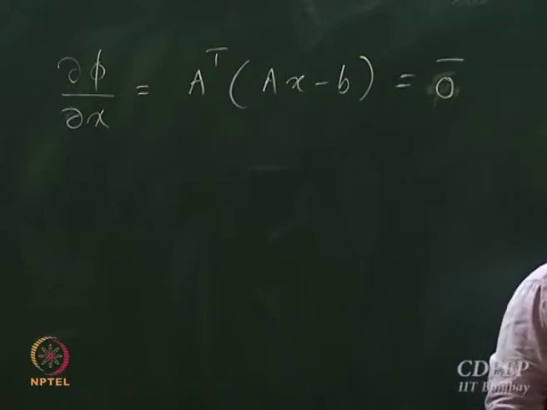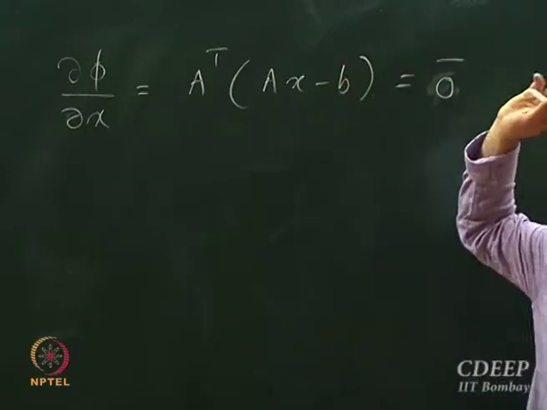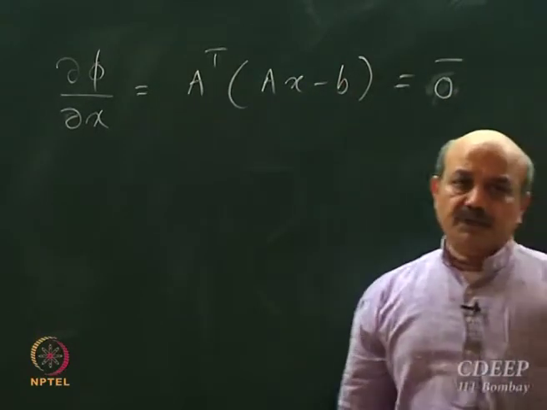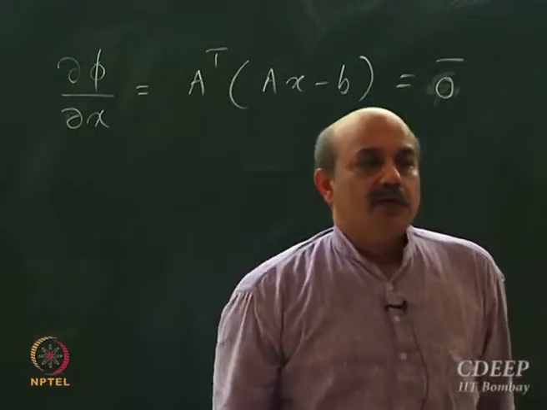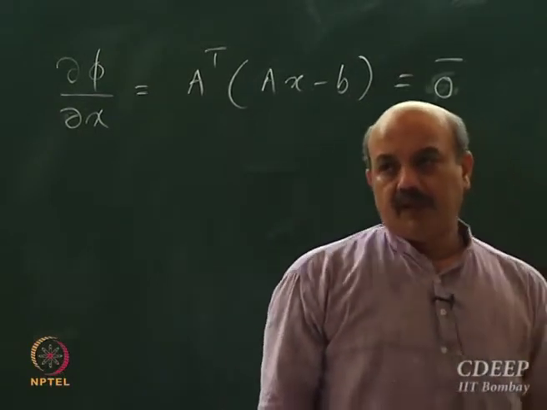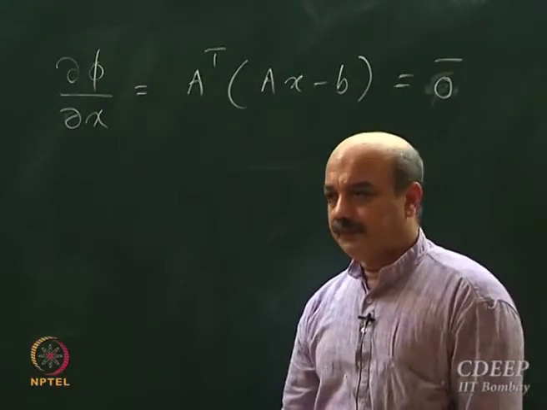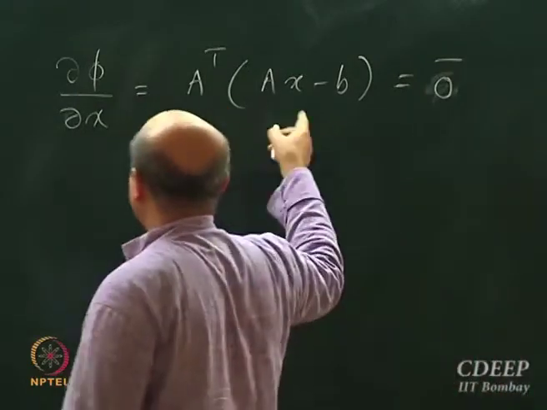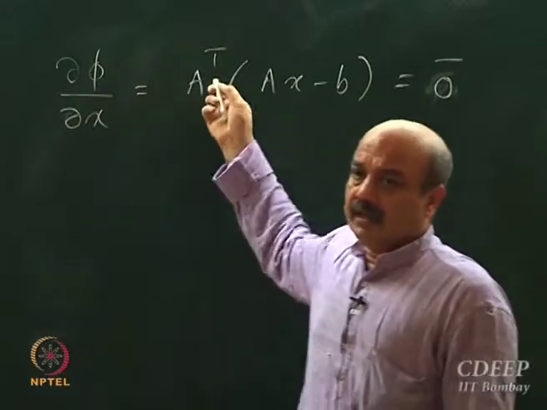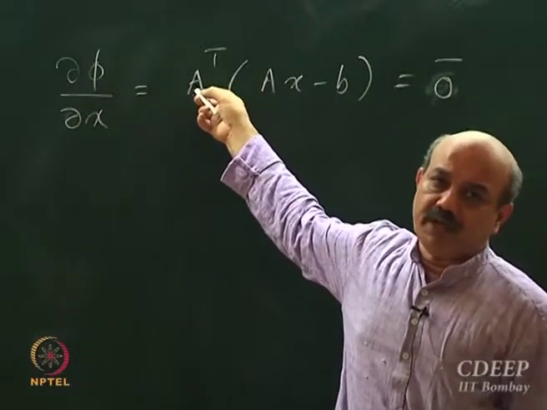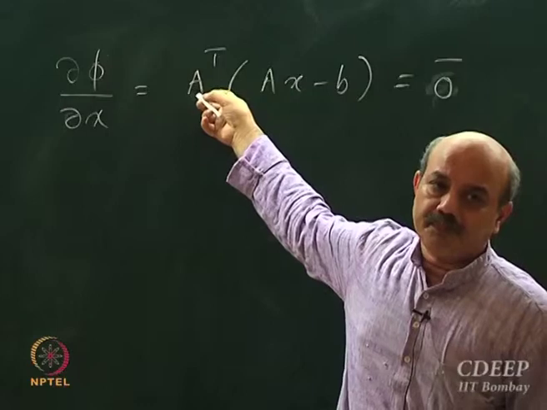And obviously, if A is non-singular, if the necessary condition is satisfied, you will reach the optimum. The second derivative, what is the second derivative here? The second derivative will be A transpose A, which is symmetric positive definite, so you are actually reaching the global minimum.